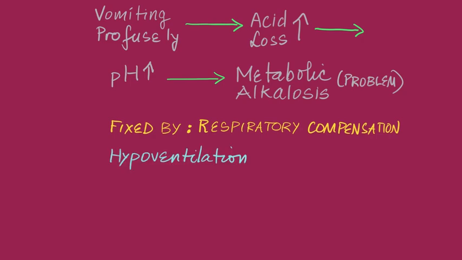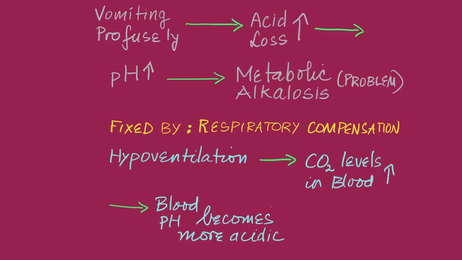This is done by hypoventilation, and when there is hypoventilation, carbon dioxide levels in the blood start to increase. When carbon dioxide levels increase, the pH becomes more acidic. The blood pH becomes more acidic and goes back to normal.